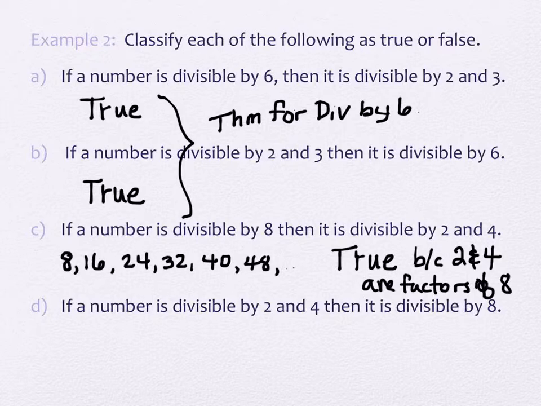Okay? Let's go the other direction, because the direction on part D is different. It says if a number is divisible by 2 and 4, then it's divisible by 8. So, can you guys find numbers for me that are divisible by 2 and 4? Give me some examples. We don't necessarily need to go in order of anything, but just give me some examples of things that are divisible by 2 and 4. 4. What else? 12. 16. 20. Maybe one more. 24. All right, those look good.